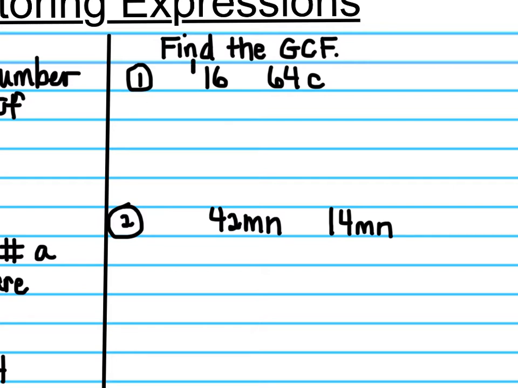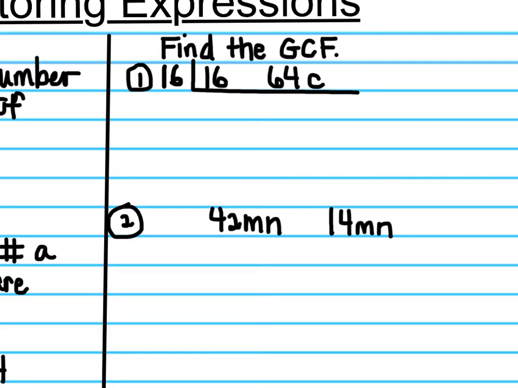So I'm going to go ahead, and I want you to do the same, and put a division bar here. And we're going to ask ourselves, okay, what goes into 16 and 64C? Some of you may say 8, and some of you may say 2 or 4 or even 16. So if you know that it's 16, great. We can go ahead and say the GCF is 16, so we'll write 16 here.